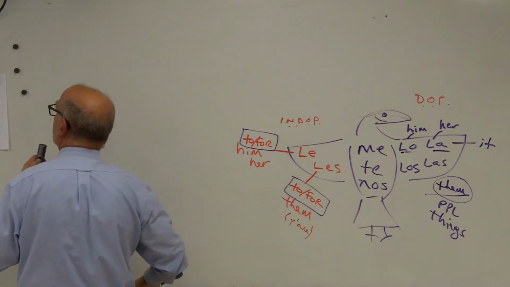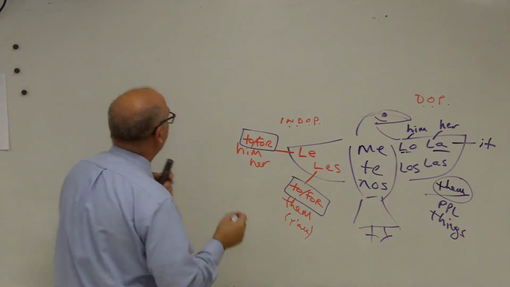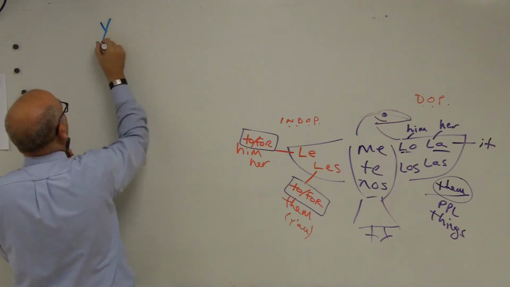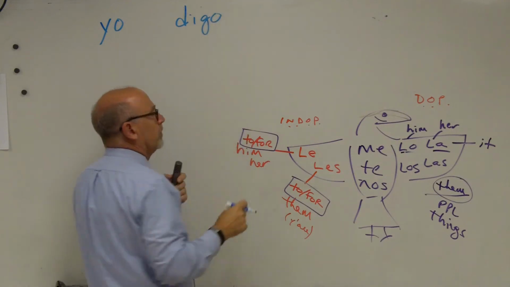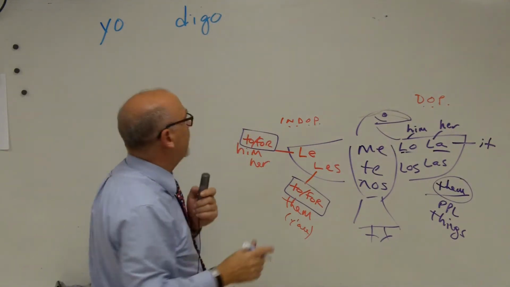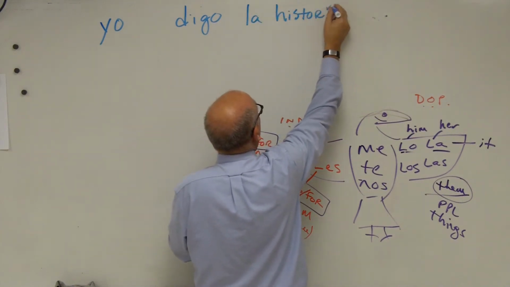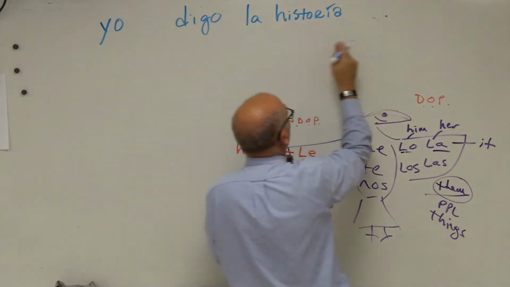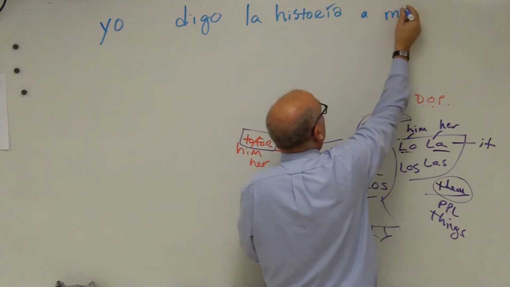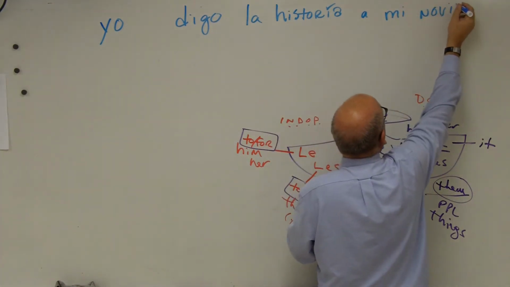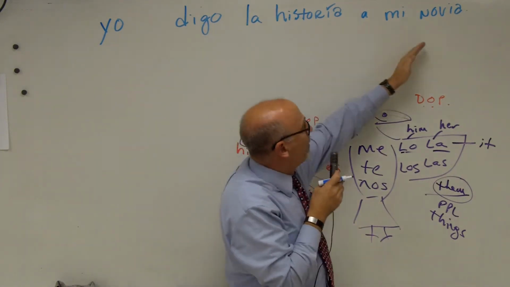Let's go with the lovely aqua blue, yes, okay? All right. Let's see. How about this one? I tell the story. I tell the story. Yo digo la historia a mi novia. I tell the story to my girlfriend.